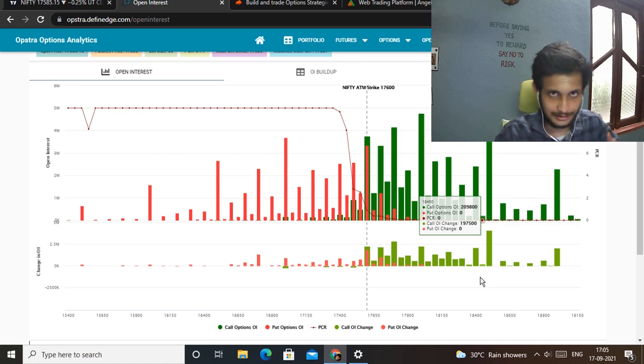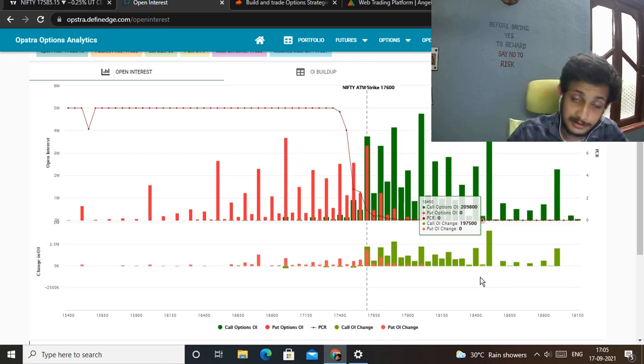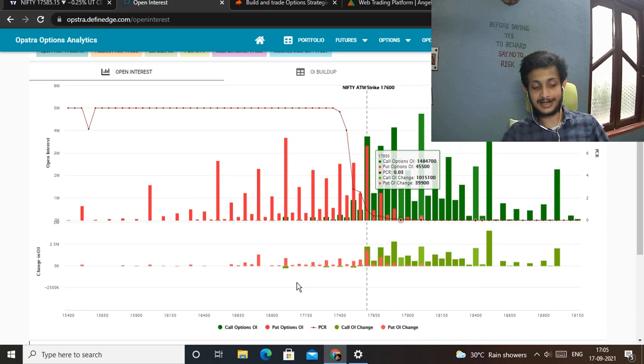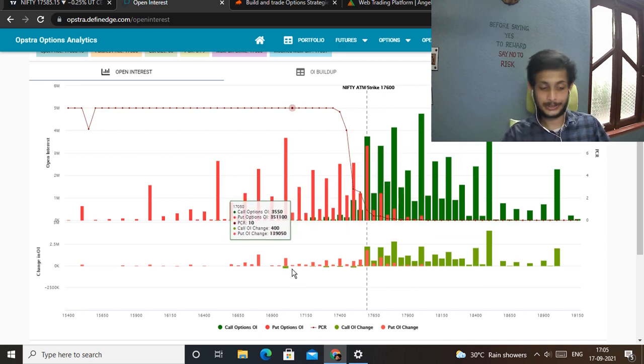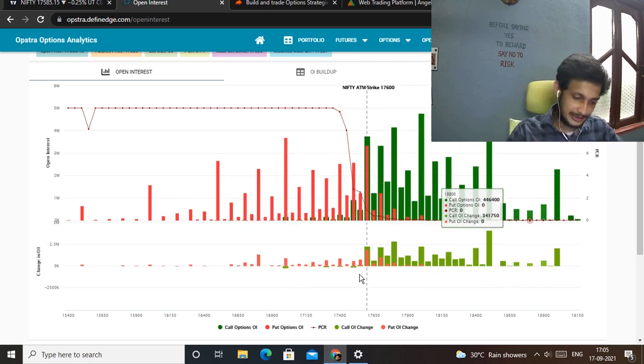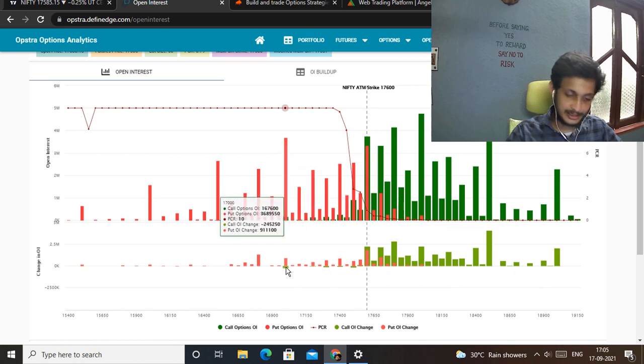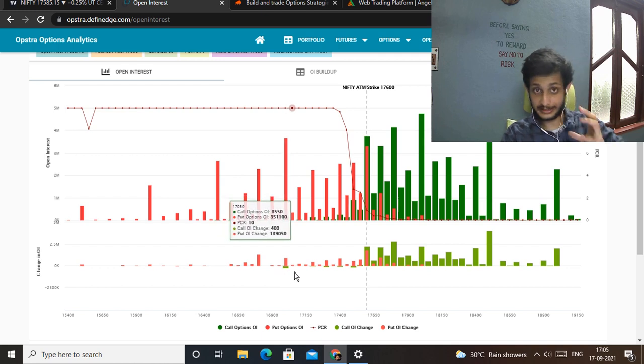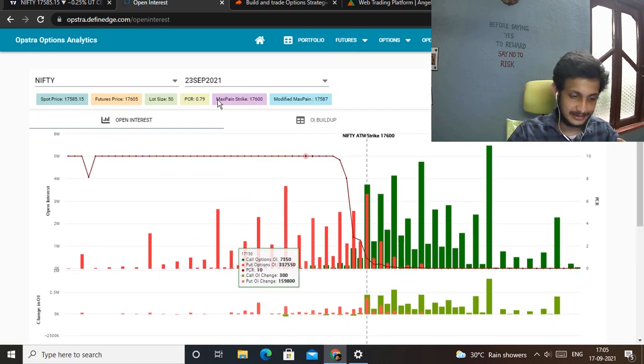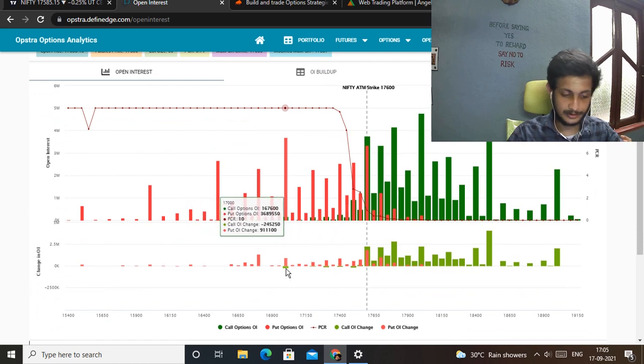Okay, so either of these two can happen, and an unwinding can happen in any strike price in any option, whether it may be a call or a put. First thing we need to look at in this chart is to find the one with the highest unwinding, and very clearly we can see that it's the Nifty 23rd September 17,000 CE. See, there's a green bar which is heading towards the negative scale. So it's basically the Nifty 23rd September call option where the highest unwinding has happened.